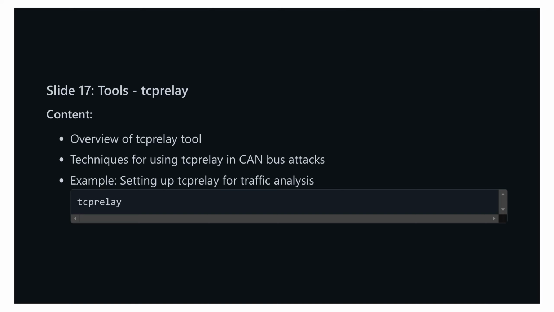To give you a practical understanding, we'll walk through an example of setting up TCP Relay for traffic analysis. This will involve configuring the tool to intercept traffic on a CAN network, enabling us to monitor the communication flow and identify potential vulnerabilities. Next, we'll be moving on to slide 18, where we'll cover Wireshark and TCPDump.